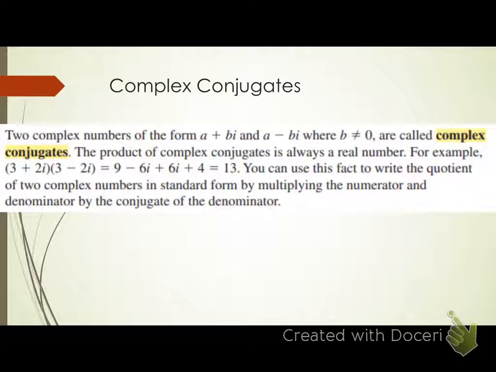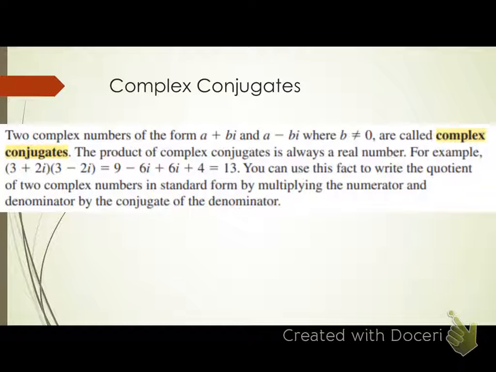conjugates. Two complex numbers of the form a plus bi and a minus bi, where b does not equal 0, are called complex conjugates. The product of complex conjugates is always a real number. Once again, the product of complex conjugates is always a real number.